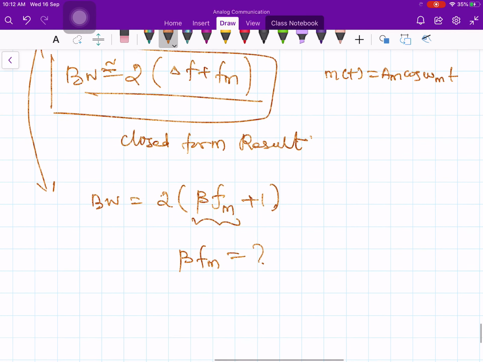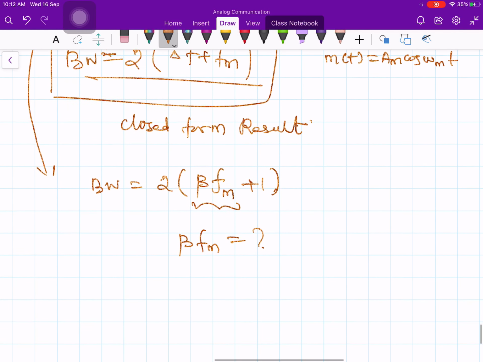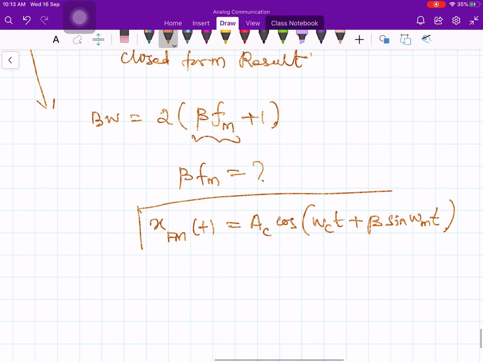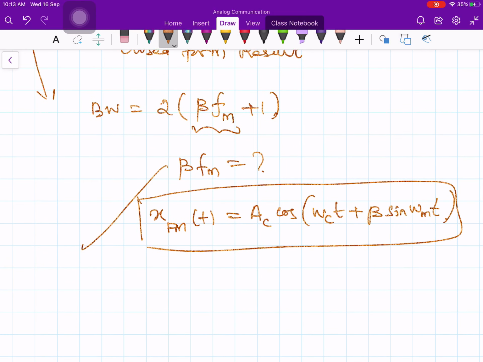If you look at the expression for the FM or PM signal that you have here, what is your FM signal? x FM of t for the modulating signal is Ac times cosine of omega ct plus beta times sine omega mt. This is what we derived. Recall this function. This is the expression for the FM signal. Now let us give some physical meaning for this beta Fm. How will it arise?